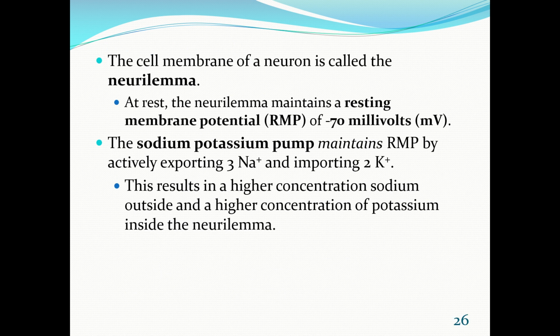The cell membrane of a neuron, as I mentioned, is the neurolemma. And at rest, the neurolemma maintains a resting membrane potential, abbreviated RMP, of negative 70 millivolts. The sodium-potassium pump maintains the RMP by actively exporting 3 sodiums out of the cell and importing 2 potassiums in. And this results in a higher concentration of sodium outside and a higher concentration of potassium inside the neurolemma.